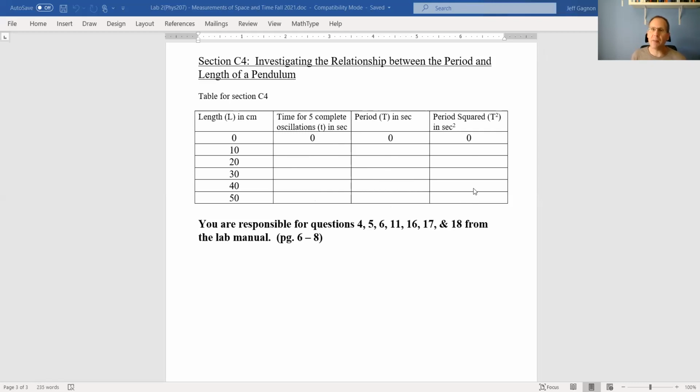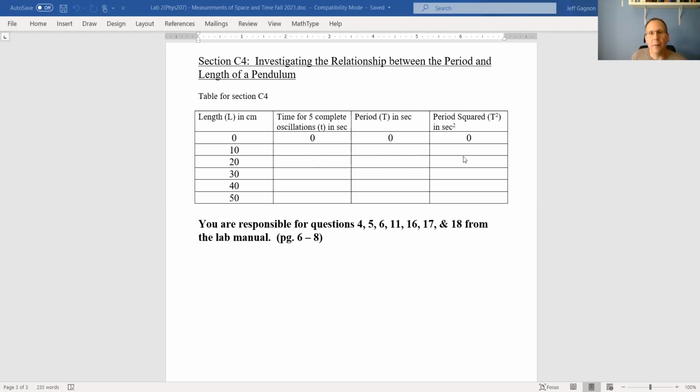And then finally, the last column here is the period squared. So you're going to take these values and square them, right? Multiply them by themselves, and again round to 2 decimal places. All right, so that's all the data. Really, all you're doing is collecting this data, and these are computed, the period and period squared.